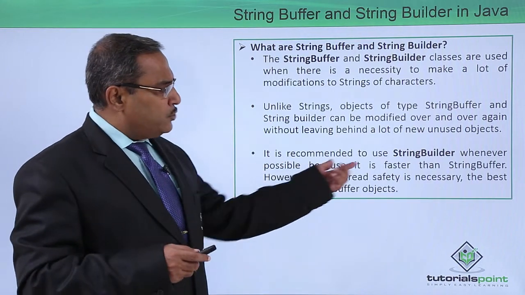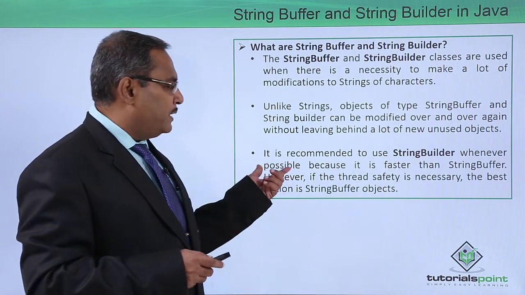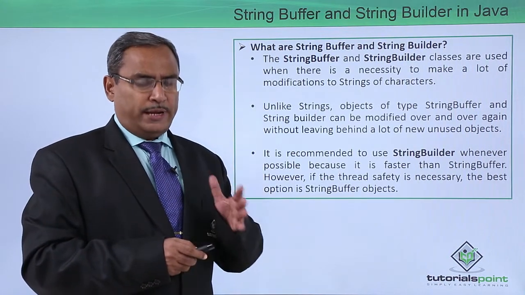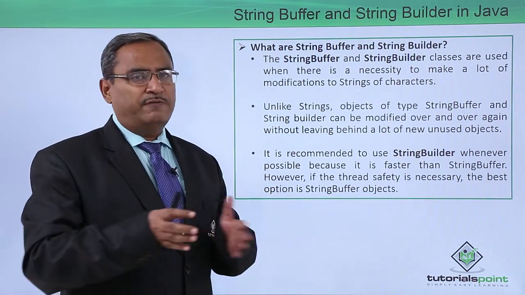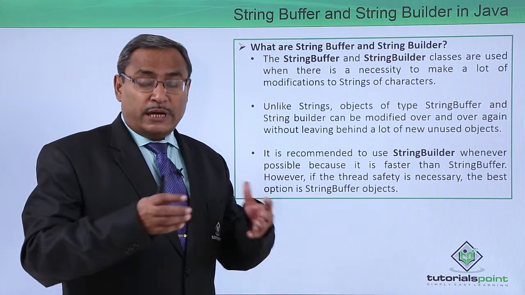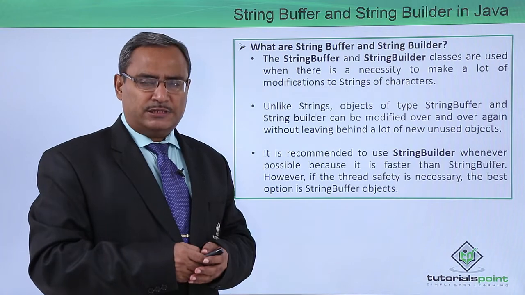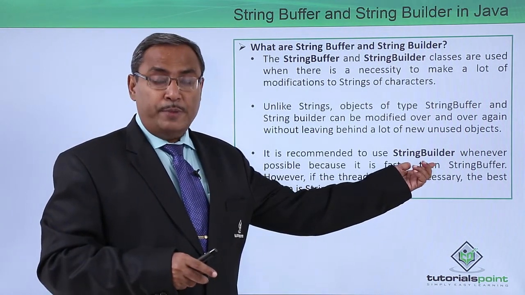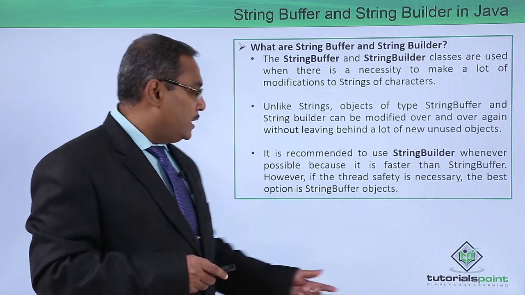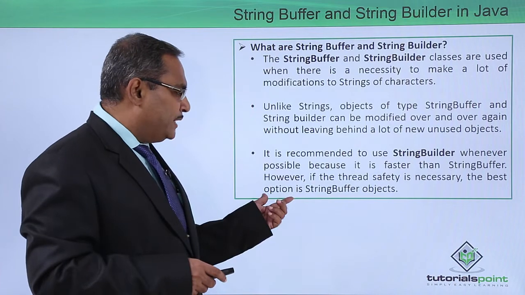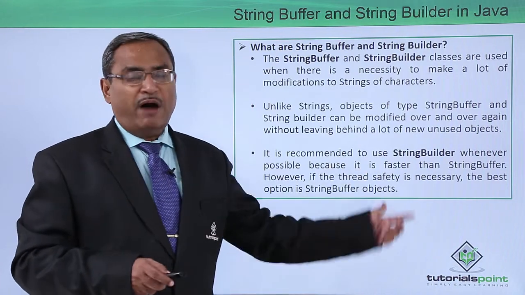It is recommended to use the string builder whenever possible because it is faster than string buffer. Instead of using string buffer class objects, we can easily use string builder class objects because their operations will be a little bit faster. If you consider the time complexity, then you should go for string builder objects. However, if thread safety is necessary, the best option is string buffer objects.